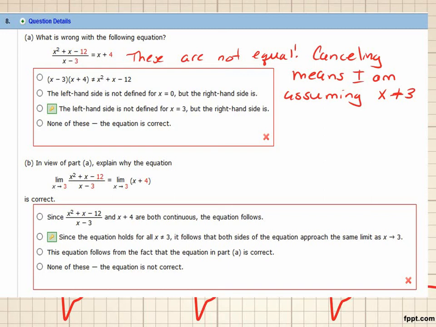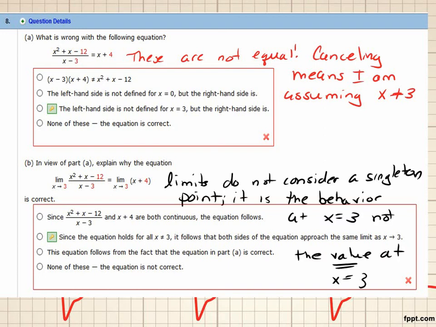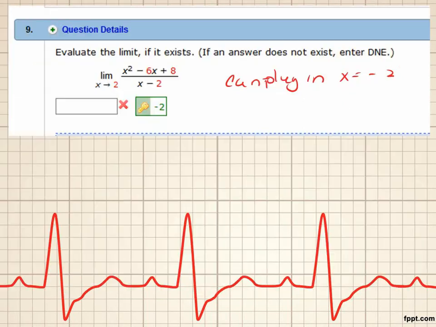They're not equal. Canceling means that I'm assuming x is not equal to 3. That's why that one's incorrect. And limits do not consider a single point. That's what your question was, that single point doesn't count. So I don't have to worry about the value at 3 itself. It's okay. And that's why covering with a limit covers your butt.